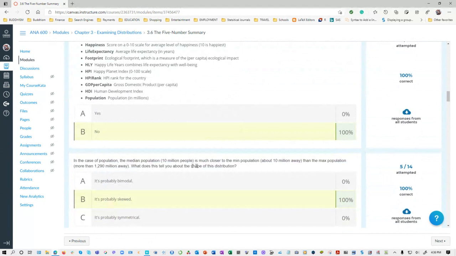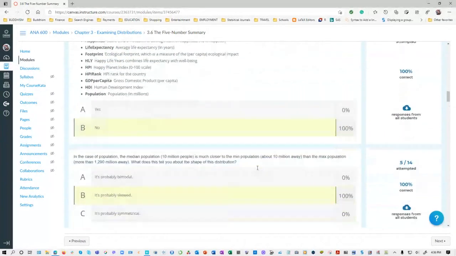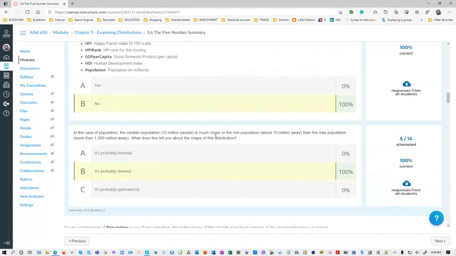In this case, the median population, 10 million, is much closer to the mean than to the max population. What does that tell us? The median is getting closer to the mean than to the max population. This is a mean, this is the median, this is the mode.